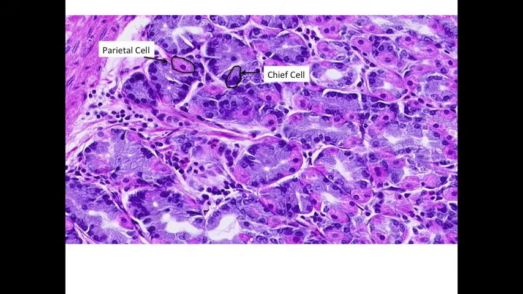The eosinophilic parietal cell is also apparent and can be seen throughout the length of the gland. This cell is responsible for secreting hydrochloric acid and gastric intrinsic factor, which is required for vitamin B12 absorption in the ileum.